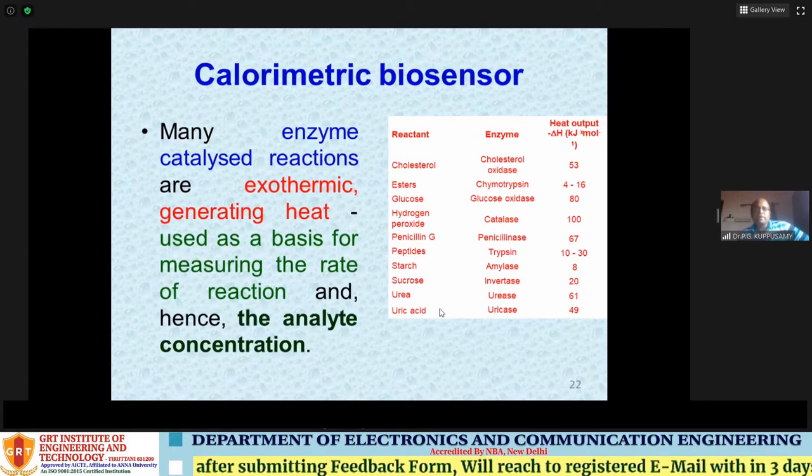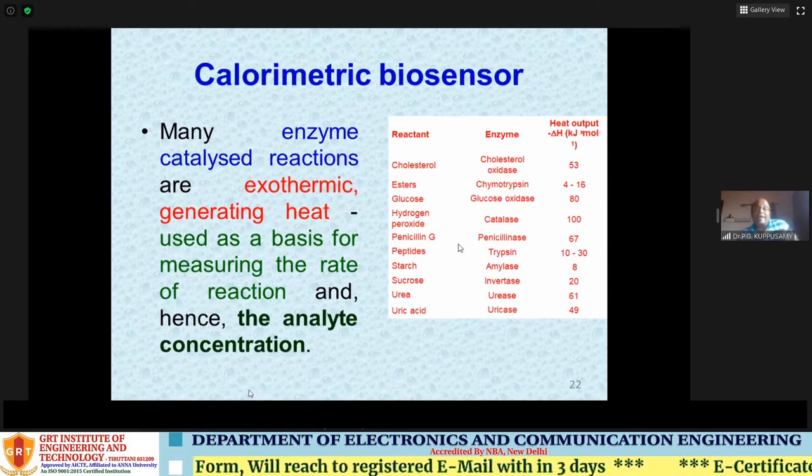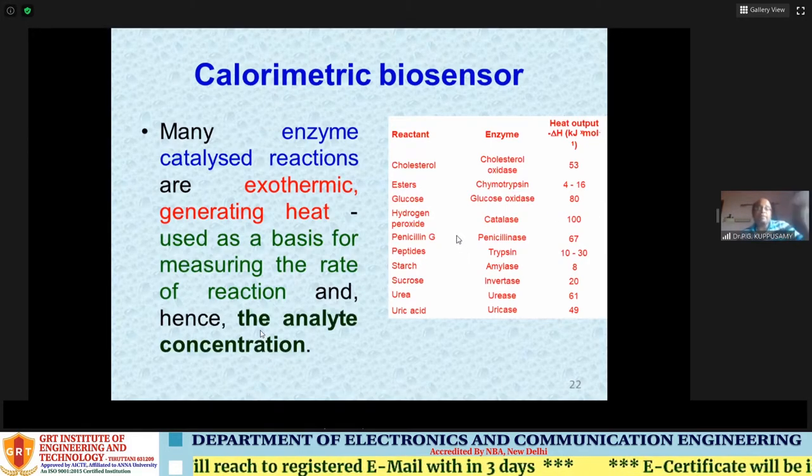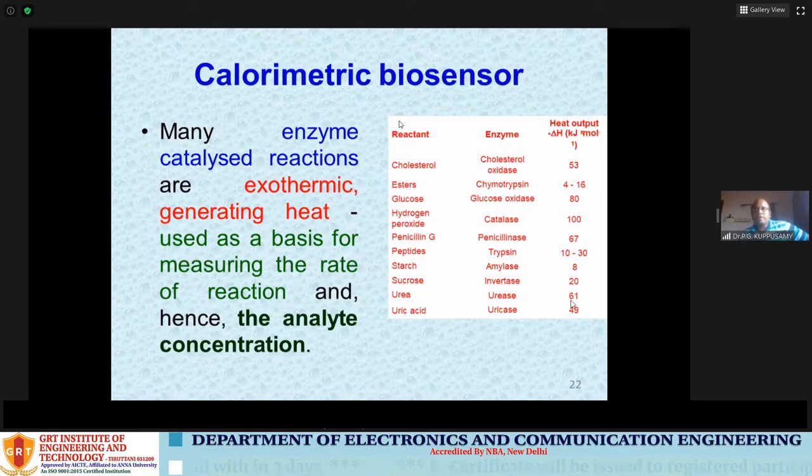uric acid, with enzymes. For each case, we are providing some heat output. How much energy can be generated, can be produced? Cholesterol, how much? Catalase, how much? Urease, how much? Uricase, how much? Heat. This is called enthalpy. So a calorimetric biosensor is based on heat.